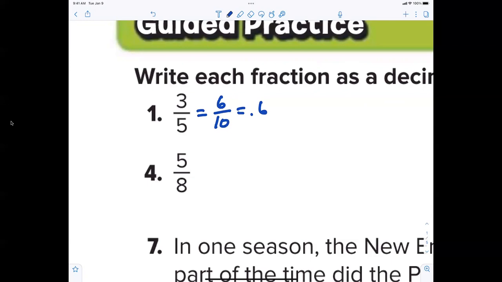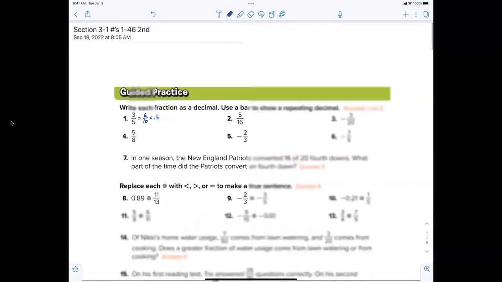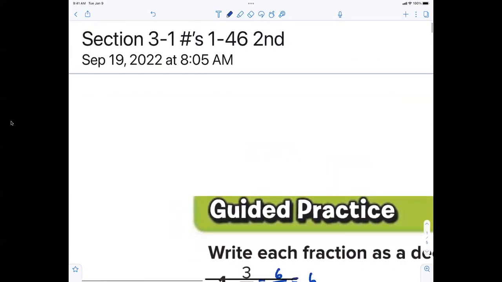I don't care about the heading. I'm on number one. Guys, come on. I'm trying to teach. You guys are worried about other things. I said just put section 3-1, numbers 1 through 46, and I'm going to change it. Remember, it's never going to stay the same. This is just the heading that they make me tell you to put on the paper.